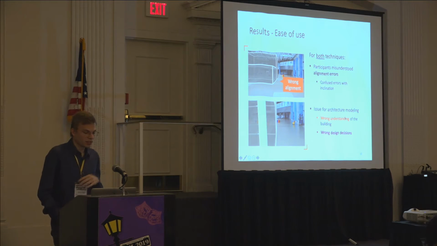So regarding ease of use, for both techniques, participants misunderstood alignment errors. They confused these errors with inclination, which we know was not possible because we constrained the terrain to be flat, so it couldn't be an inclination. And this is an issue for an architectural model because a wrong understanding of the building may lead to wrong design decisions.